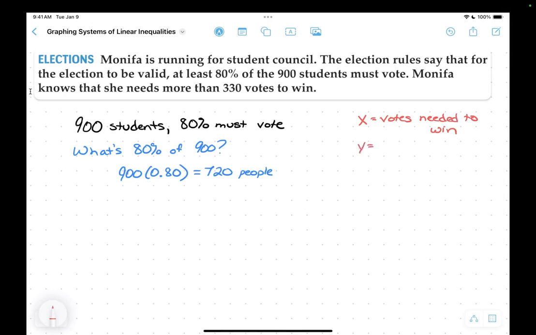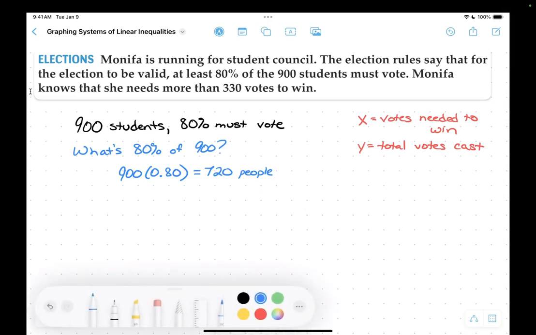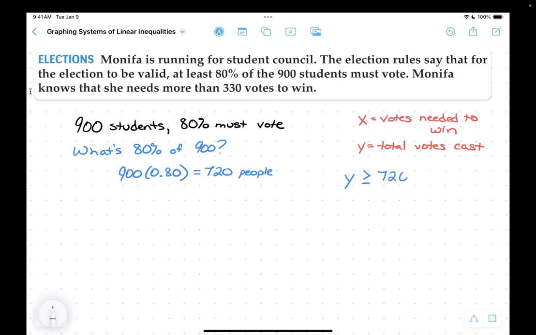And Y is going to be the total votes cast. Now, what we just figured out was for the election to be valid, the total number of votes cast must be 720. So Y has to be at least, that's greater than or equal to, 720. And the person who's running says she thinks that she needs more than 330 votes to win. So the votes needed to win has to be more than 330.